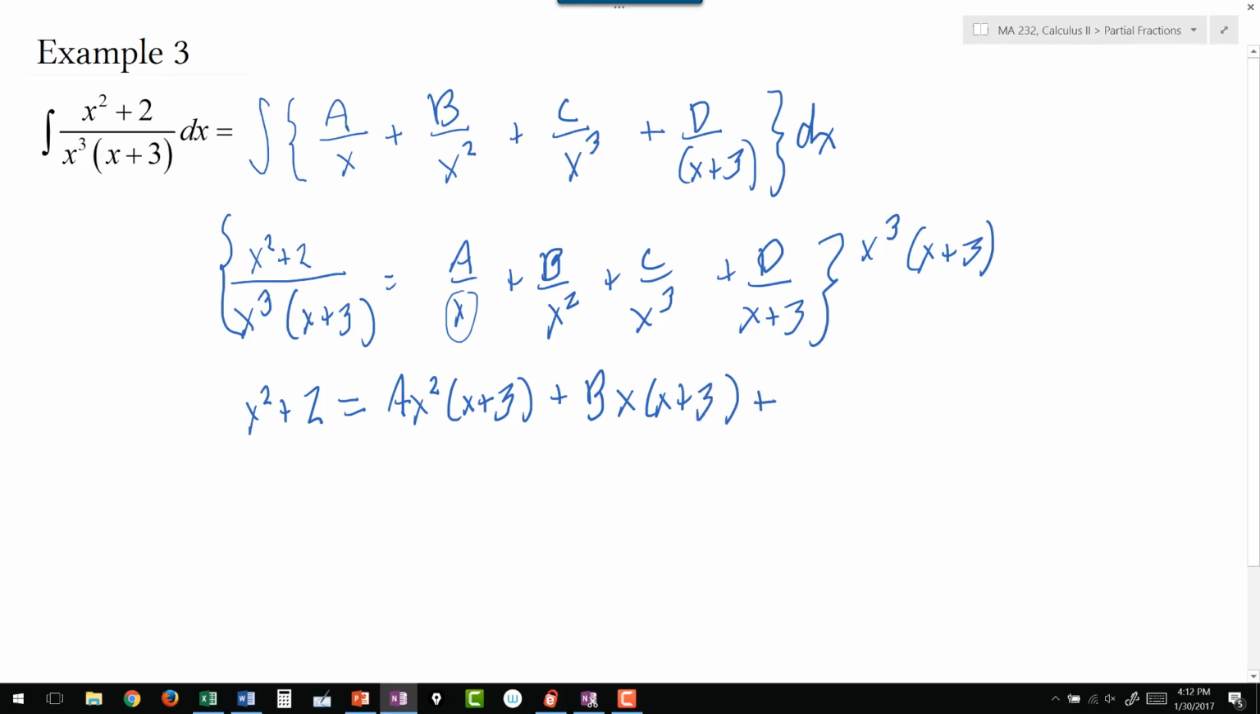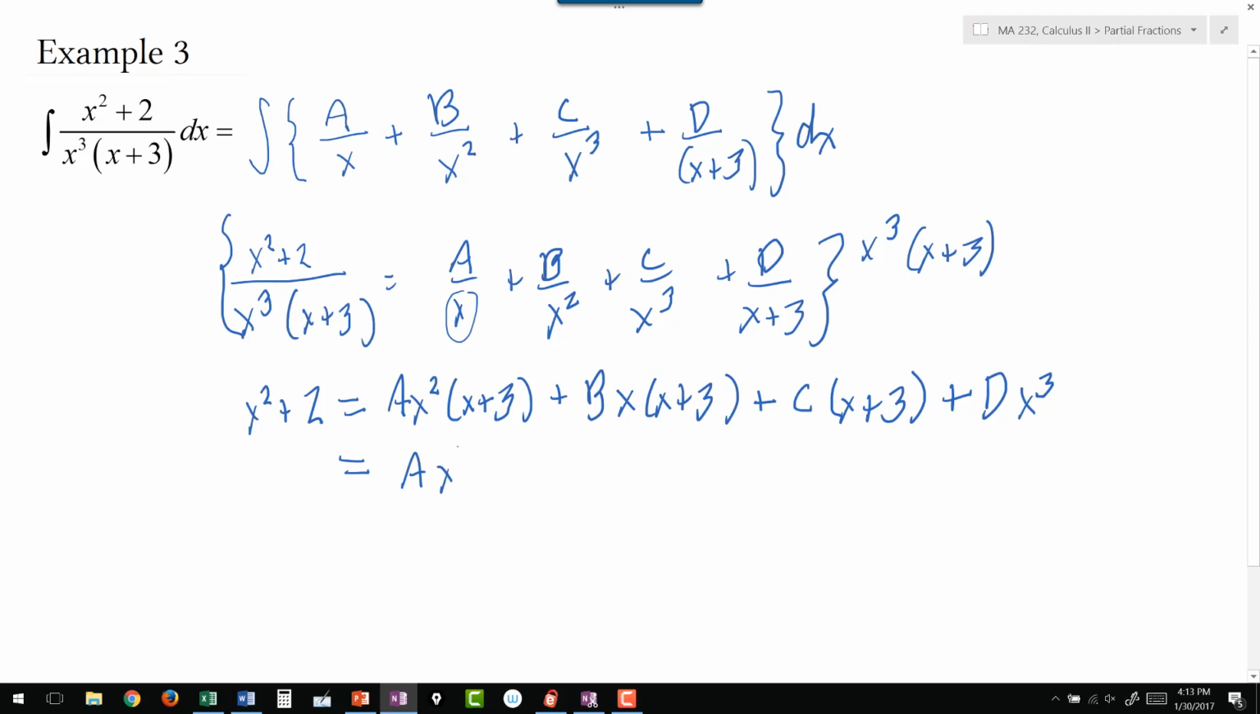My c term has a denominator of x cubed, which would cancel all of the x's, leaving me with c times x plus 3. And then finally d would have a denominator that cancels the x plus 3, but none of the x cubes. Now, on the right-hand side, I need to multiply everything out, collect my like terms, so I can then equate coefficients.